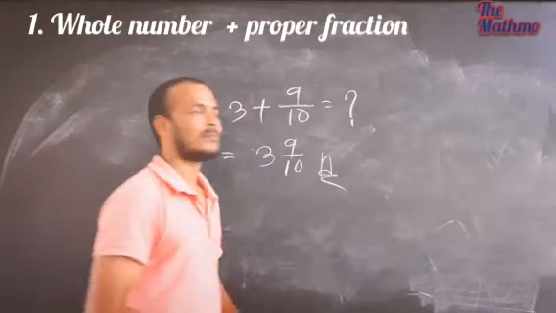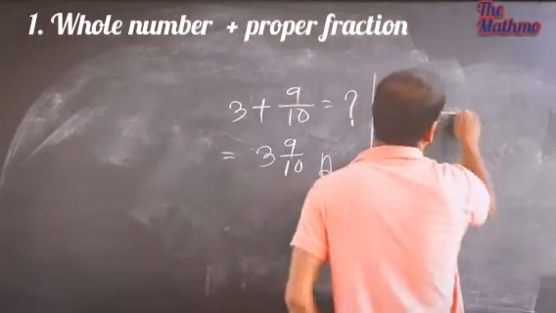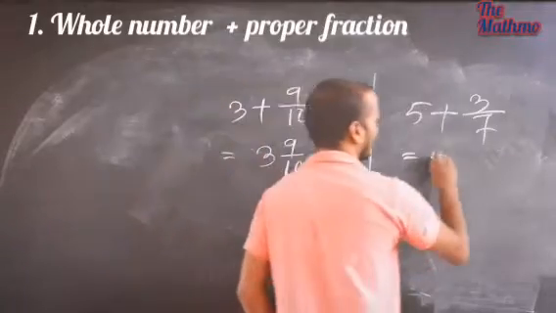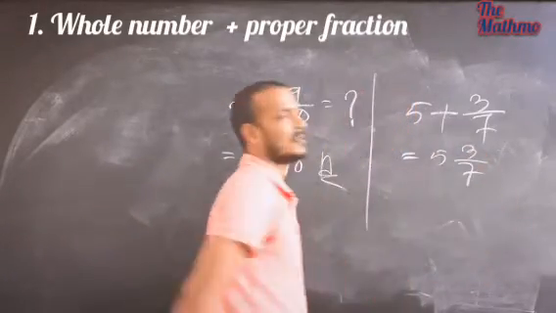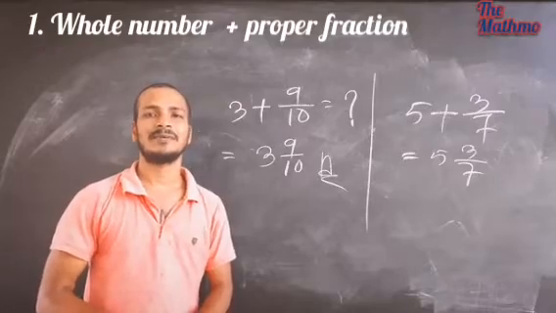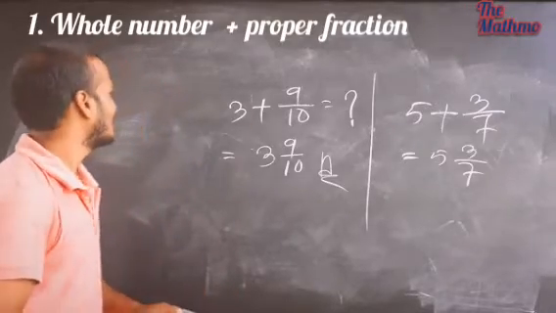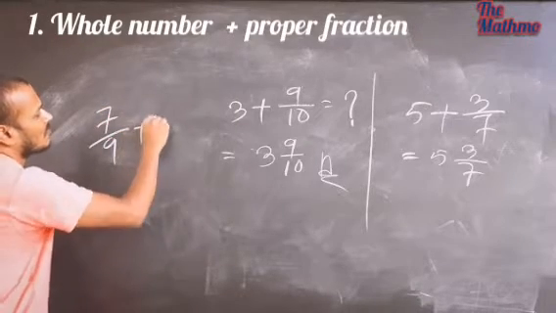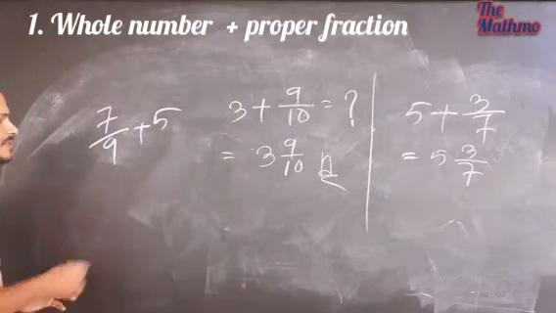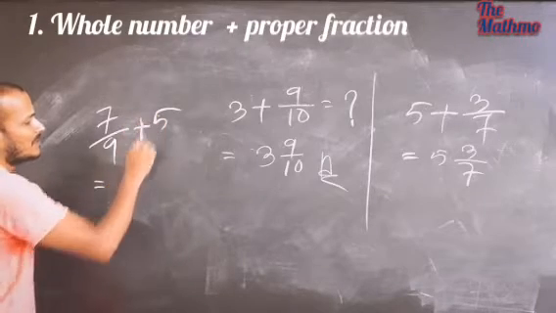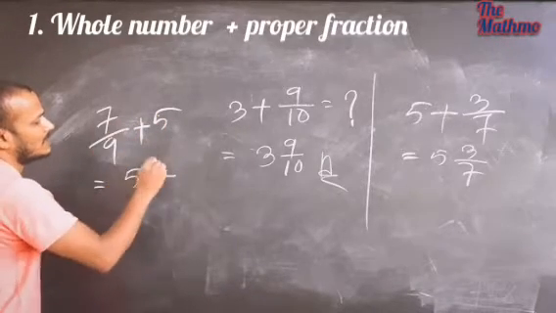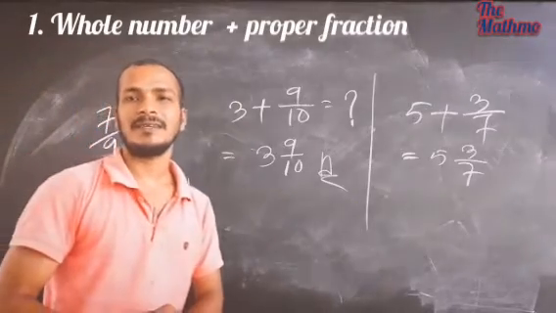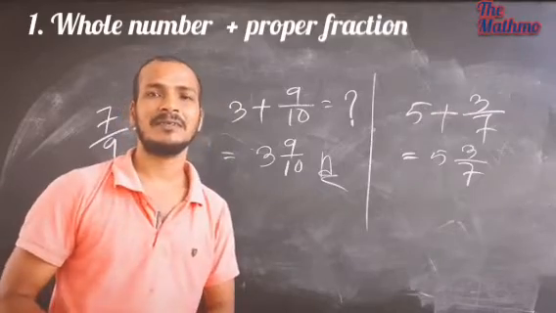Let us take one more example. What to do? You have to write the same. That's your answer. 5 whole and 3 by 7. Let us take one more example. 7 by 9 plus 5. So what to do? That whole number you write first. 5 whole and 7 by 9. That's your answer.